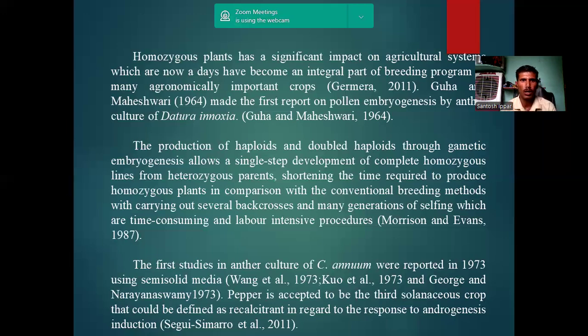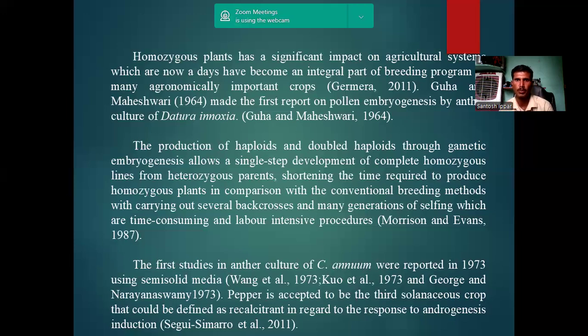Now, here is one research group, Guha and Maheshwari, researchers who made the first report on pollen embryogenesis by anther culture of Datura inoxia. Means here we are discussing homozygous plants, means parental lines, because my research topic is development of some characteristics in chili plants by using double haploid technology. Double haploid technology means the development of homozygous plants.